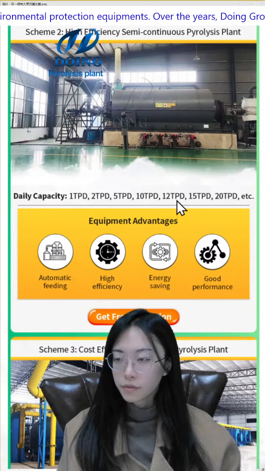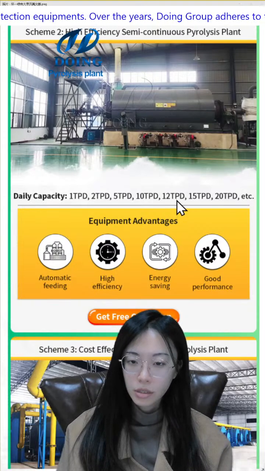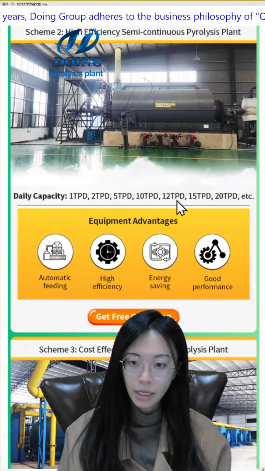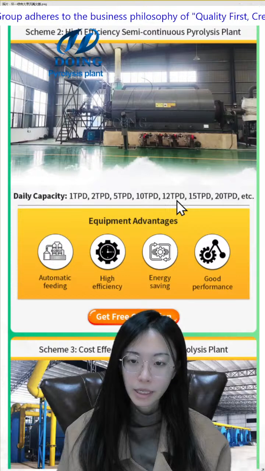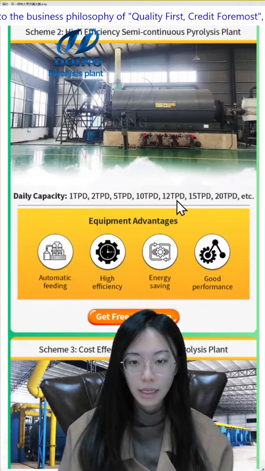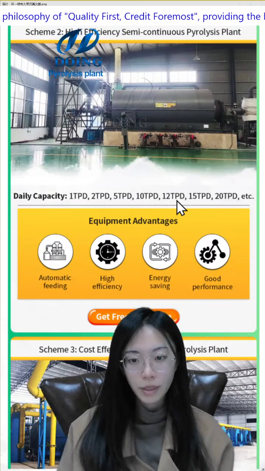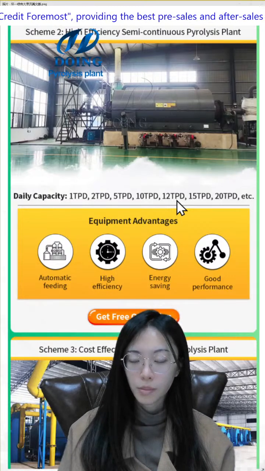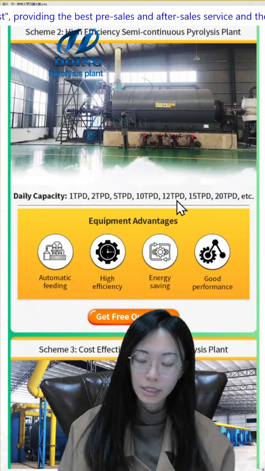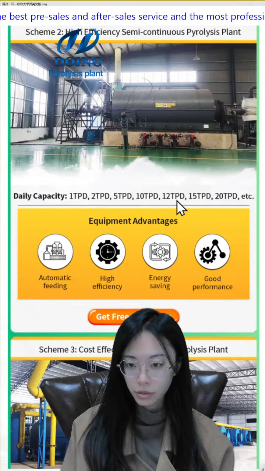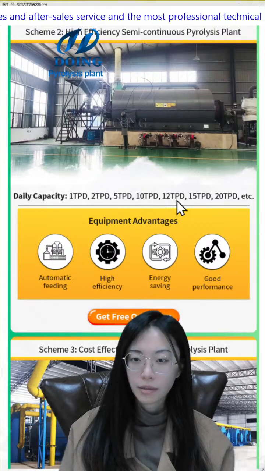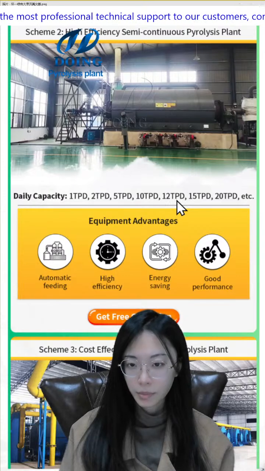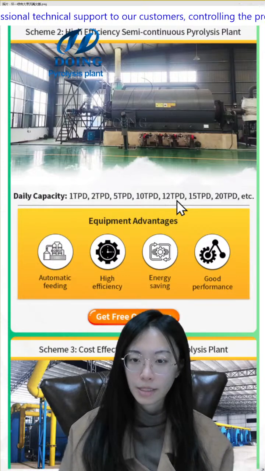You can have a look at the different advantages and the capacity. Here is the different capacity. The biggest one is 20 ton per day. And also we have 1 ton per day, 2 ton per day, 5 ton per day. This is a small one for the farm type. And if you want a larger equipment to have a business, you can choose the 10 ton per day, 12 ton per day, 15 ton per day, and 20 ton per day. This is the different capacity.